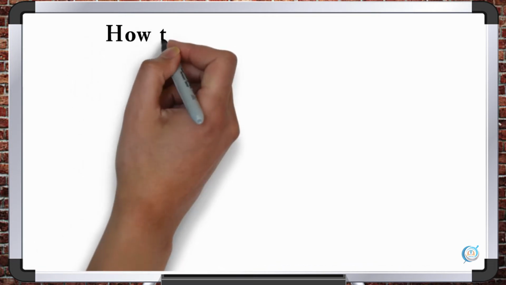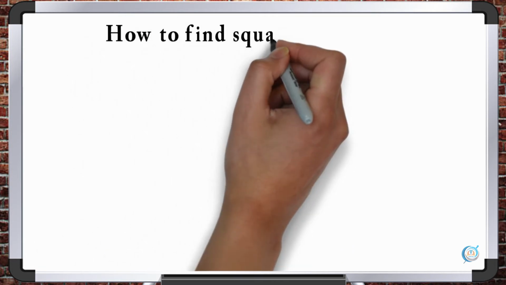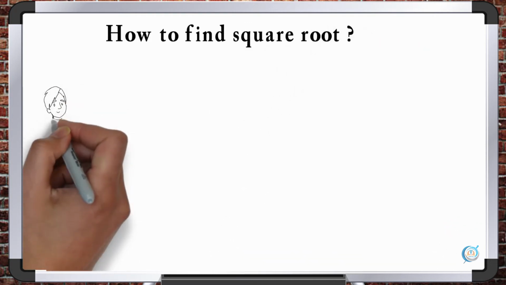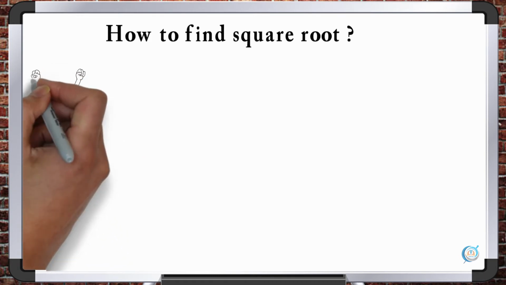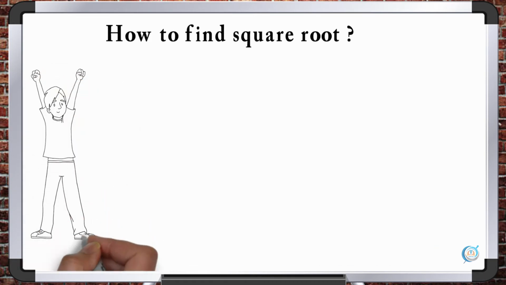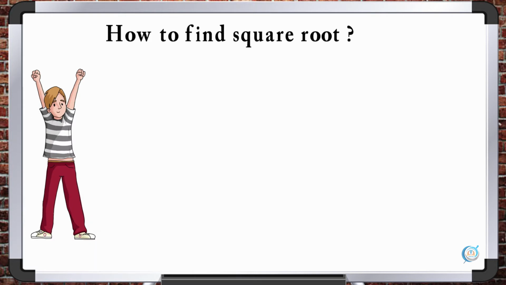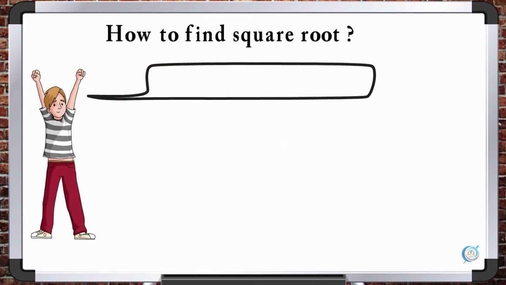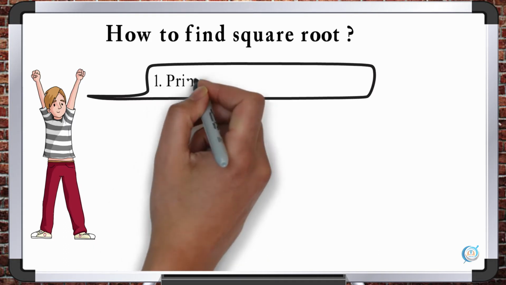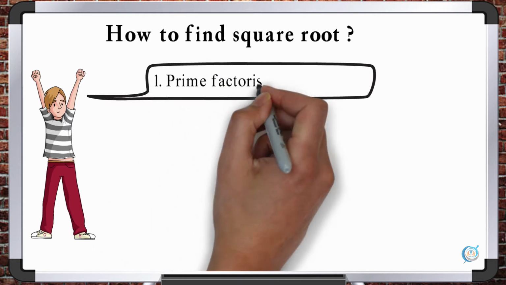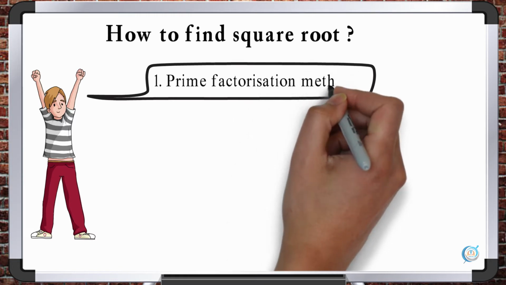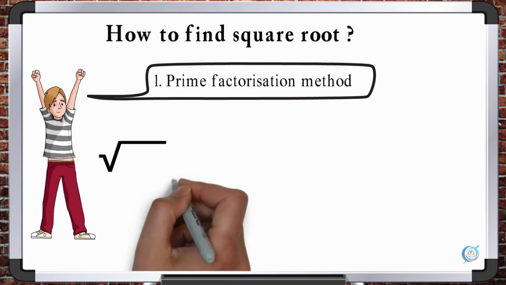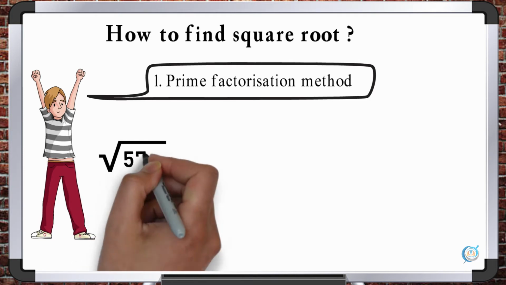Now we'll see how to find square root of a number. We have so many methods to find the square root of a number. We'll discuss 2 or 3 in this section. So first one is prime factorization. Prime factorization we have already learned in LCM. So here we'll find the root of 576.